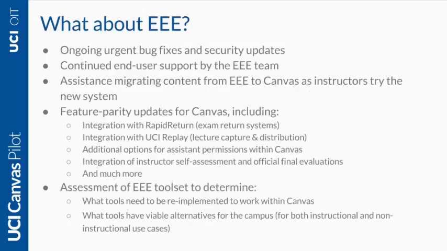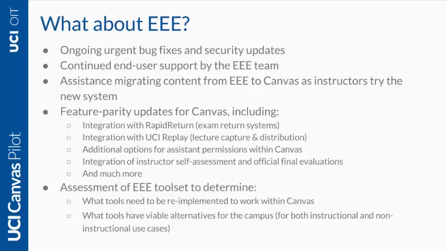We will continue to maintain and support all EEE tools while the campus transitions to Canvas, and we will provide help migrating to new tools where appropriate. There are important things that Canvas does not do that we will continue to build here on campus, such as our unique rapid return exam scanning and distribution process, and our campus system for online course evaluations.